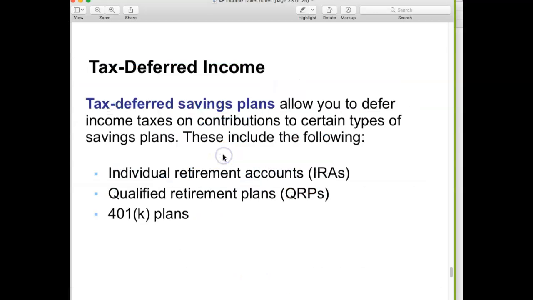Last thing. Tax deferred savings plans allow you to defer income taxes on contributions for certain types of savings plans, and they include the following: individual retirement accounts, qualified retirement plans, and 401ks. So those were the things that we would subtract off, right? When we're calculating our adjusted gross income, you would take your total income and then any money you contributed to a 401k or an IRA, you get to subtract off of your gross income, and it's not going to be taxed.